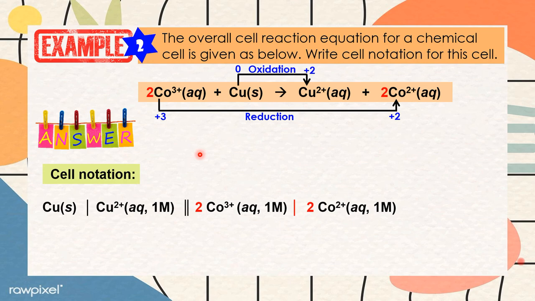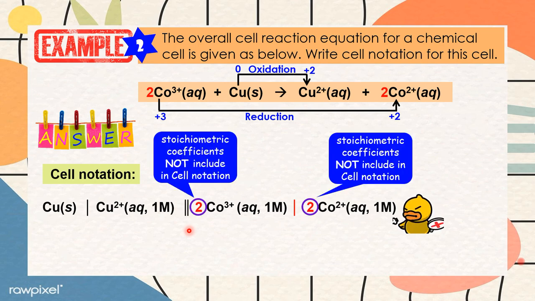Take a look at the first cell notation sample answer. From here, we notice that there are two mistakes. The first refers to the coefficient. Even though there is a coefficient in the overall cell reaction, when you write the cell notation, the stoichiometric coefficient is not included in the cell notation. So you cannot write the coefficient in the cell notation.